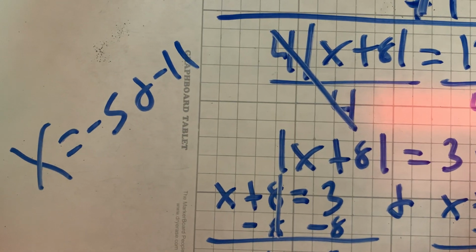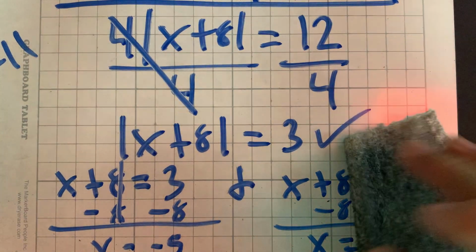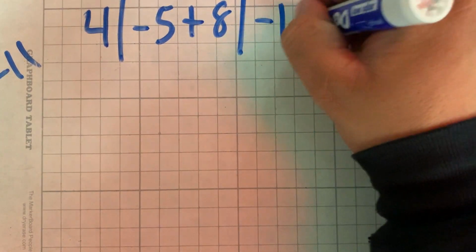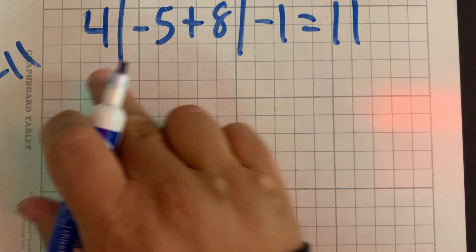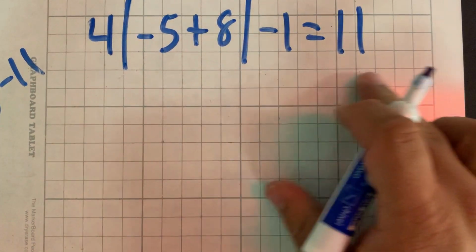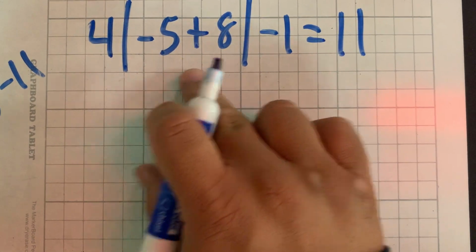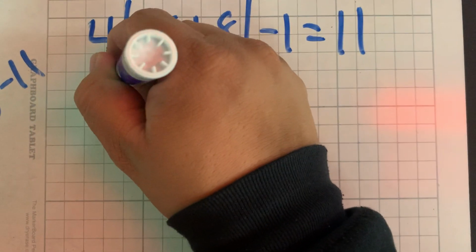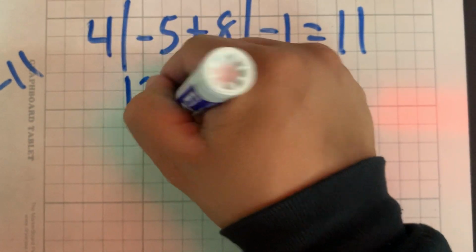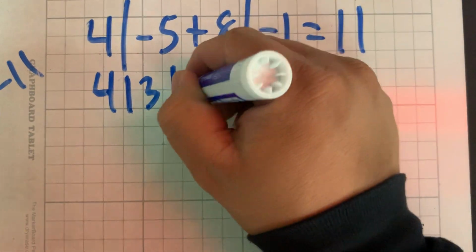I wrote it over here so I can keep track because I'm going to have to erase it, because I still got to go back and check my work. Again, to check your work, you have to use the original problem. So we're checking negative 5 first. So we have 4 times the absolute value of negative 5 plus 8 minus 1 equals 11. We got to simplify the absolute value bars first. Negative 5 plus 8 is a positive 3. Bringing down everything else I didn't use.